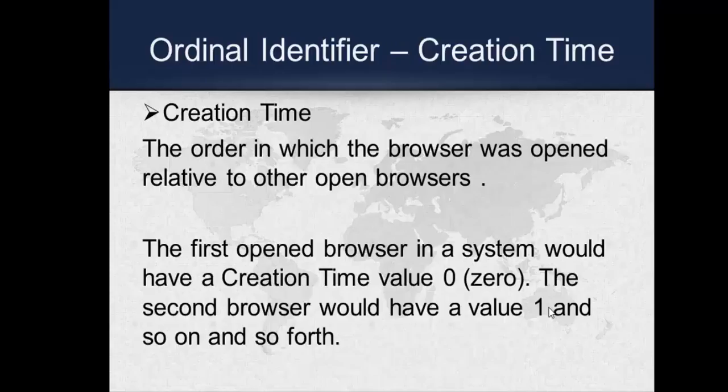And the third one is creation time. It is nothing but the order in which the browser was opened relative to other open browsers. The first opened browser in a system would have a creation time 0, and the second browser would have a value 1, and so on. A practical example where it will be used is, for example, you have a test case which needs to work with multiple browsers. At that time, this creation time will be very useful to differentiate between 2 or 3 opened browsers.